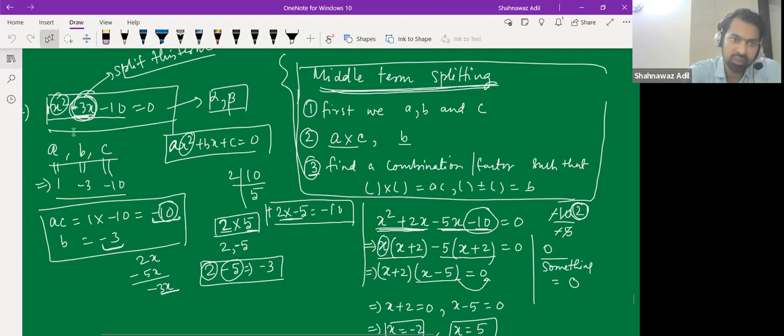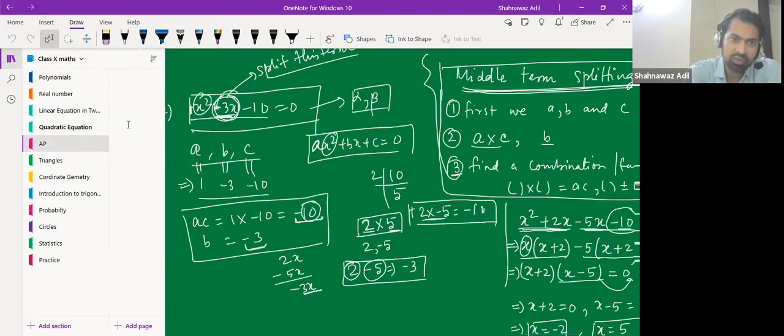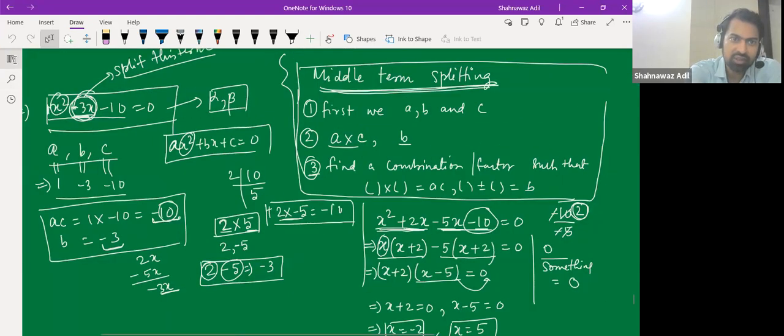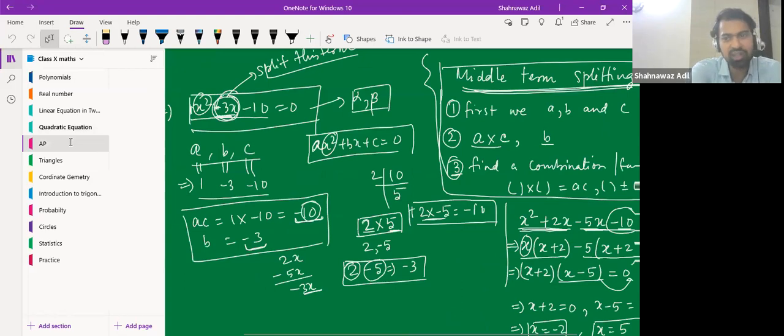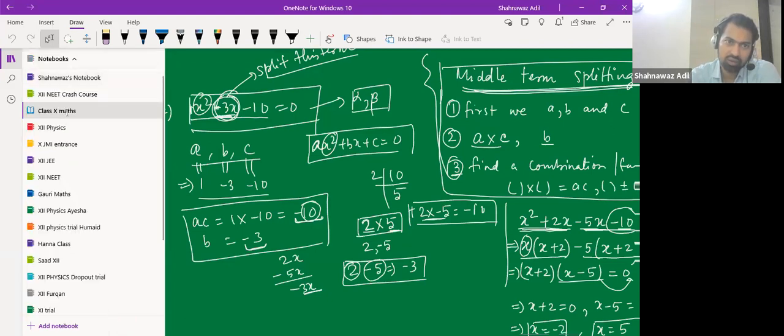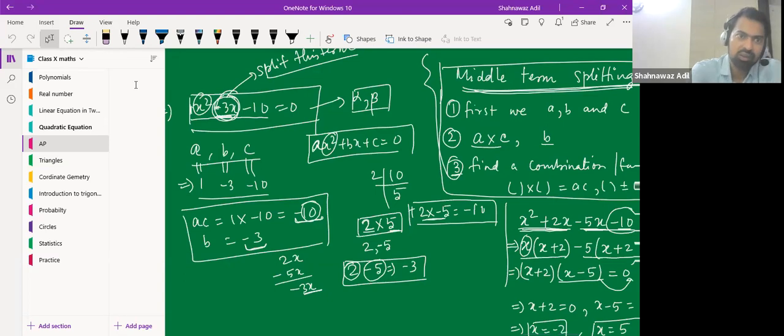So now let us come back to this. You saw that all these chapters are connected, right? So in AP we have this quadratic equation, right? Why is this taking time?